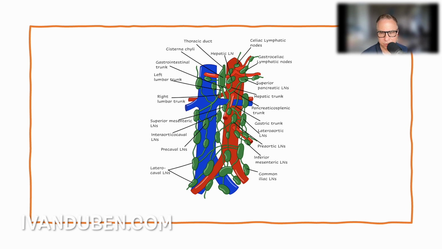Here we can see the aorta and the vena cava with its associated deep lymphatic structures. And what we want to pay attention to here is the entrance to the thoracic duct, which is positioned right in between both of them. And you can see how the lymph nodes are connecting to each other, moving in the general direction of the thoracic duct.